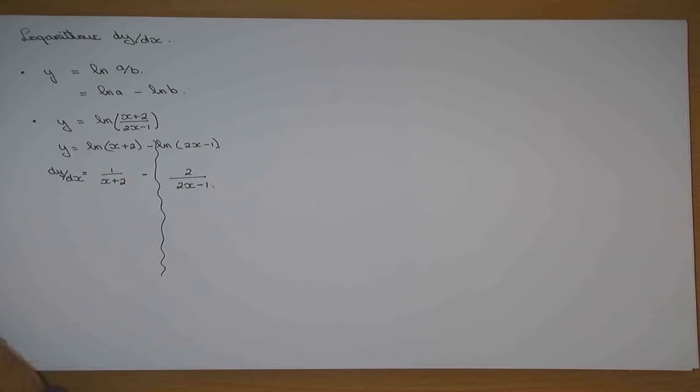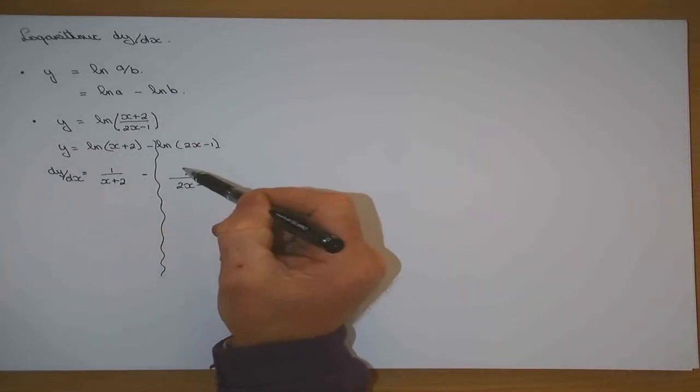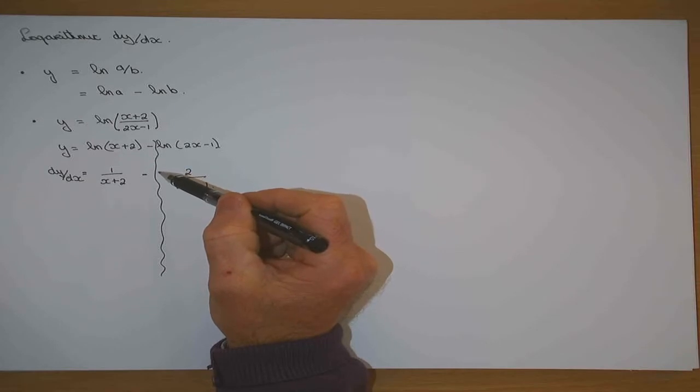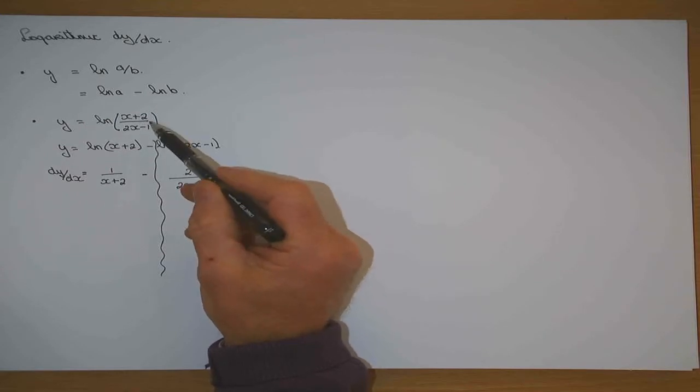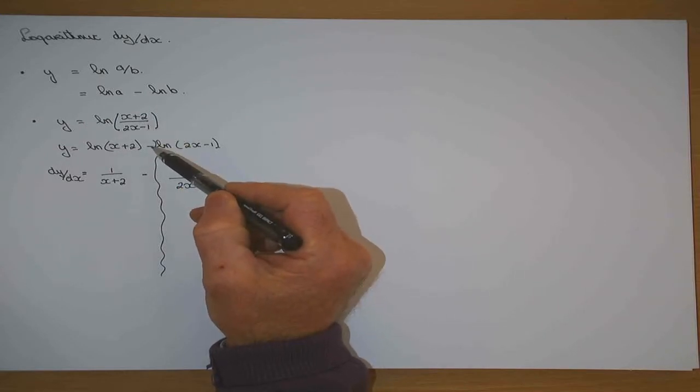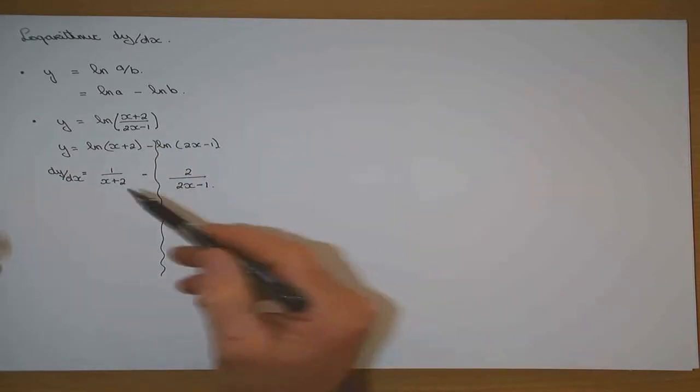It's over. Had I not used the rules of logs, what would I have to have let u equal to? X plus 2 over 2x minus 1. And how would I have differentiated that then? The quotient rule. So I'd have introduced the quotient rule into this when I can just use the rules of logs.